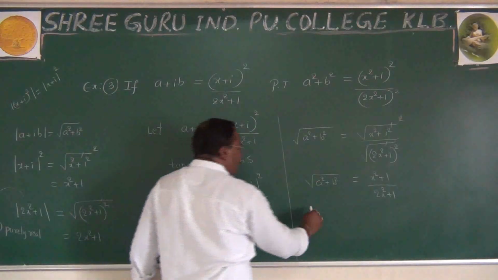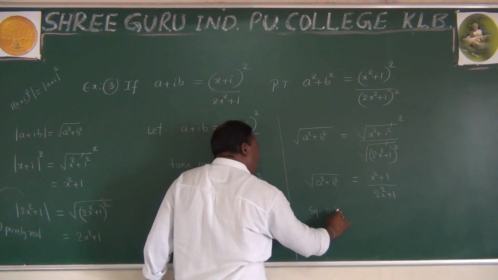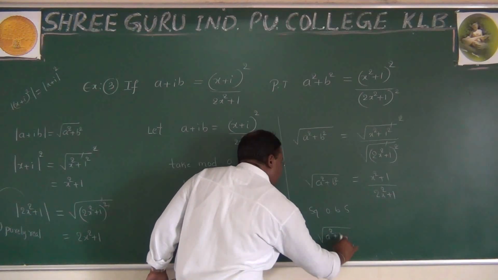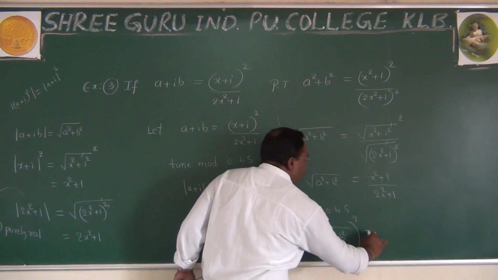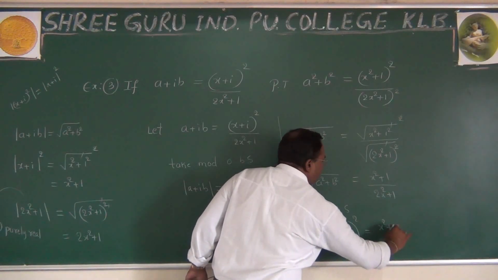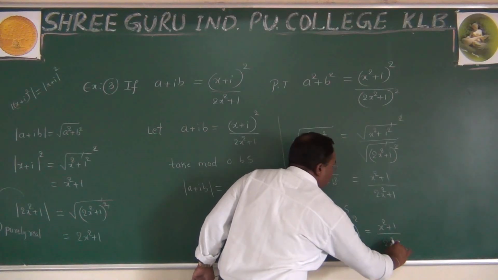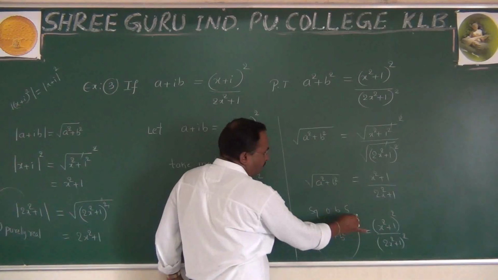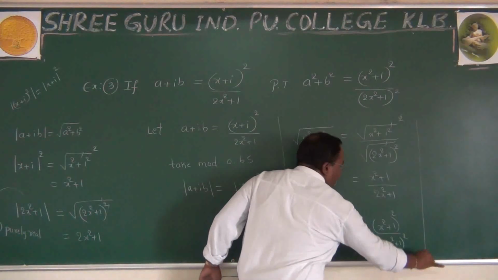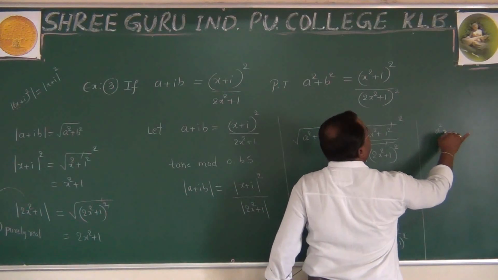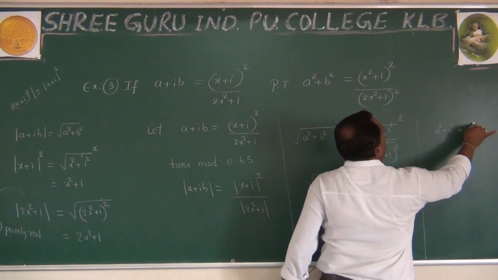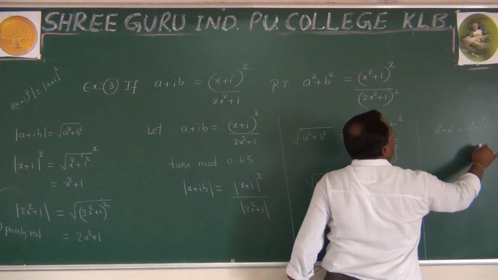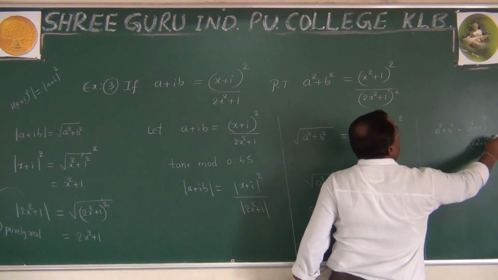Square on both sides. Square root of a square plus b square. Here square, x square plus 1, over 2x square plus 1. Square on both sides, square and root cancel. Therefore, a square plus b square is equal to x square plus 1 whole square divided by 2x square plus 1 whole square.